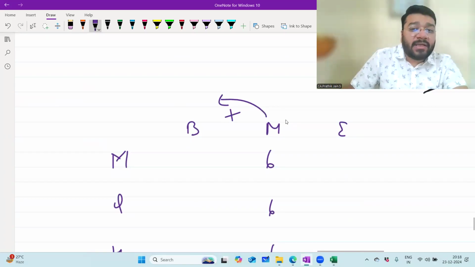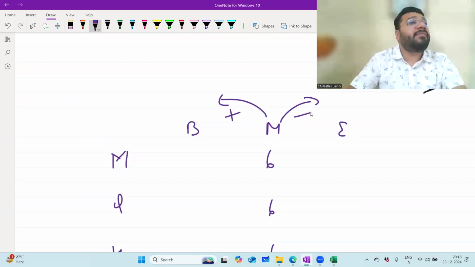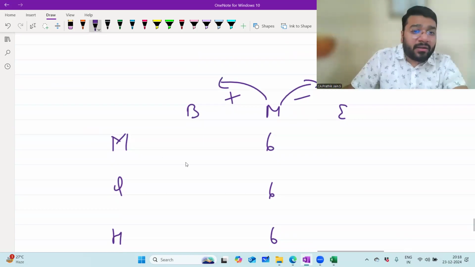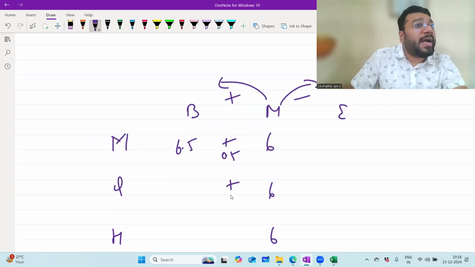Left hand side is positive, right hand side is negative. Any problem? No, sir. Now here in the middle, how much am I supposed to add? 0.5. How much am I supposed to add now? 1.5. How much am I supposed to add? 3.